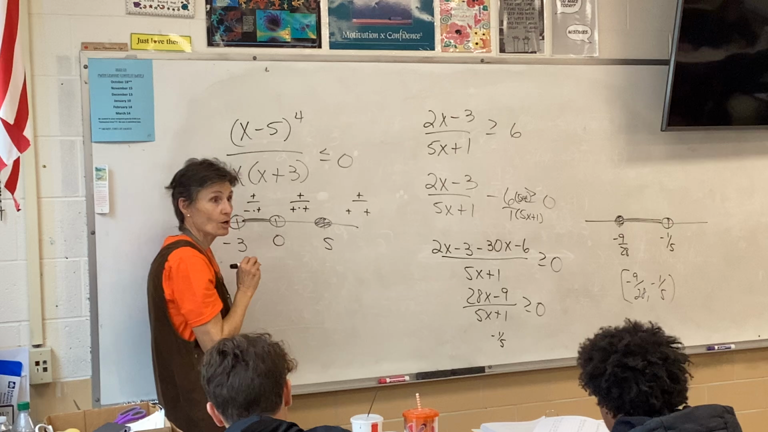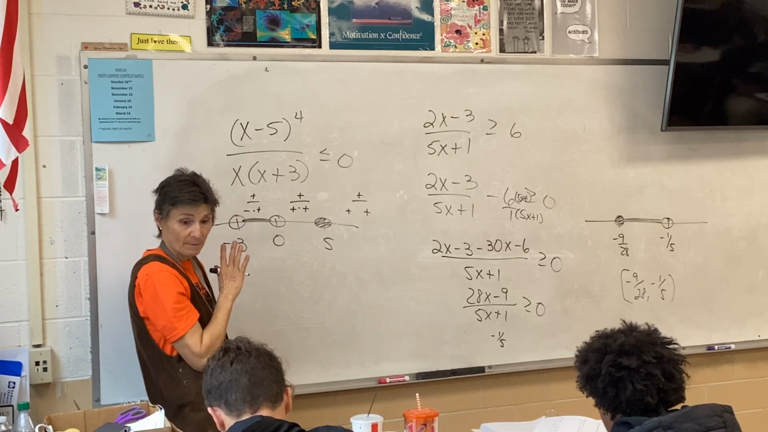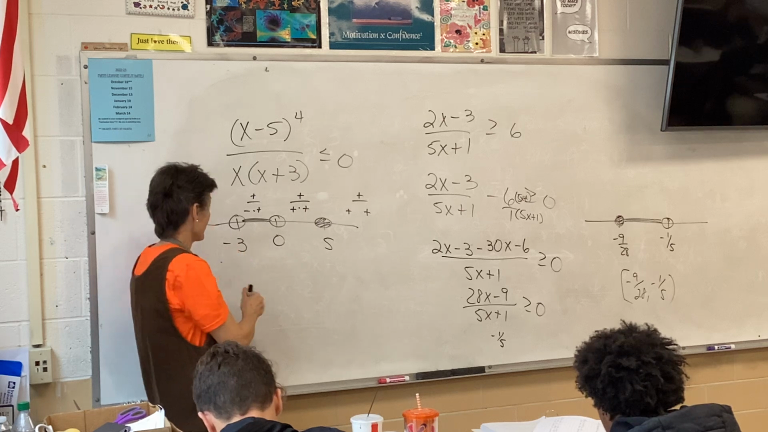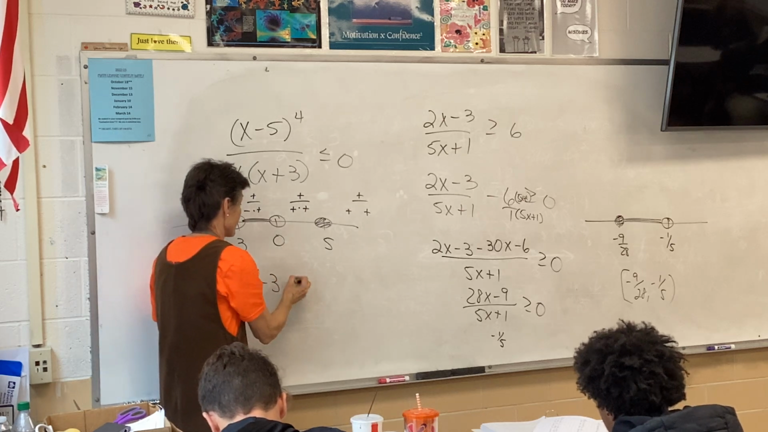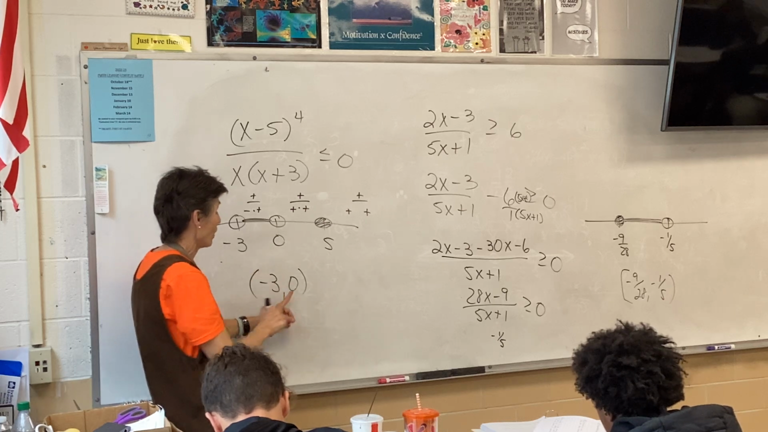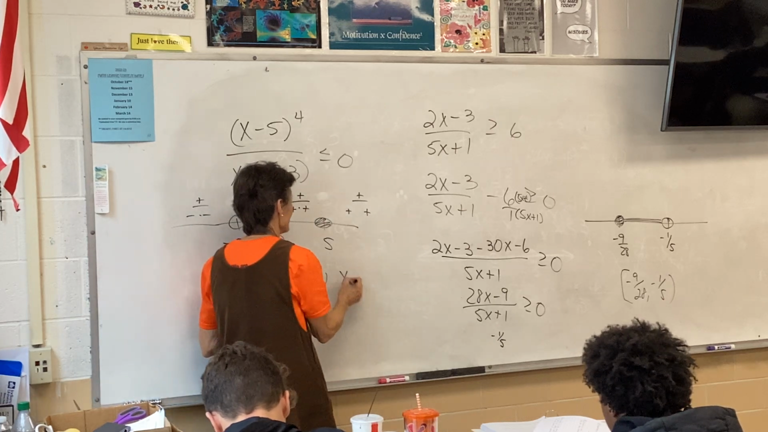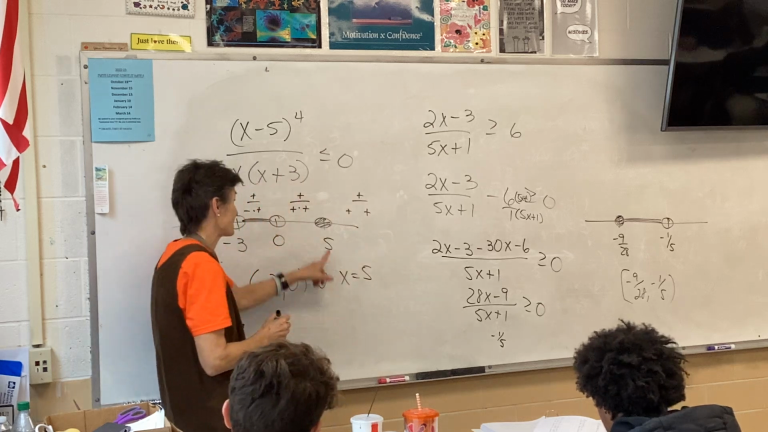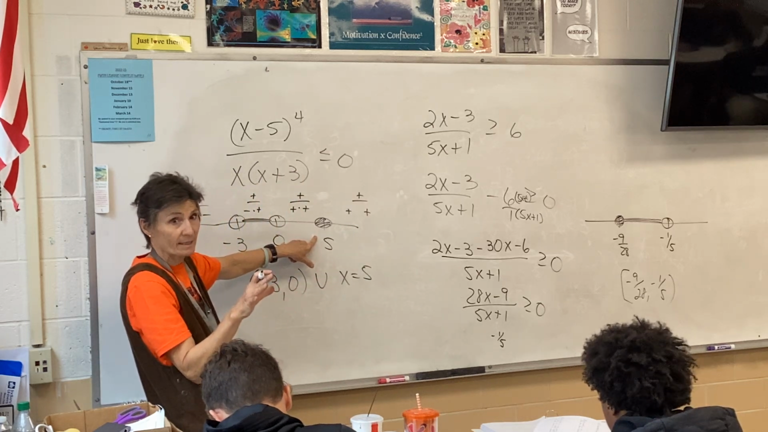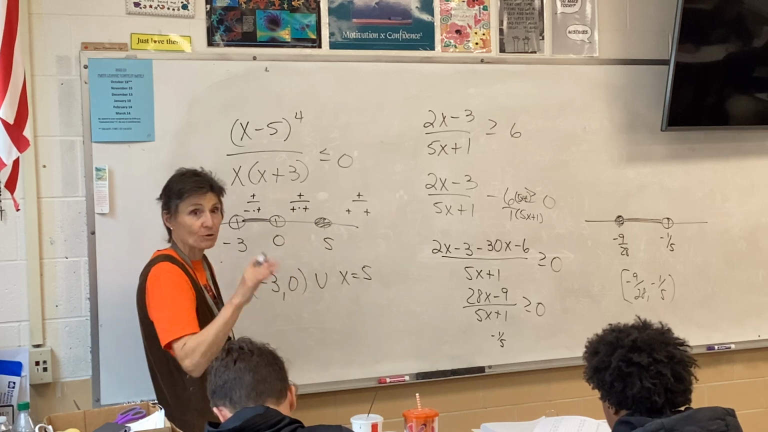So it looks like the only area that works, unless I made a mistake, are you getting the same thing? I did. So it looks like the only space that works is, be careful, you have to say -3 to 0, and then you have to say x equals 5. Because isn't 5 part of our answer? Because we shaded it, right? It just isn't part of an interval.